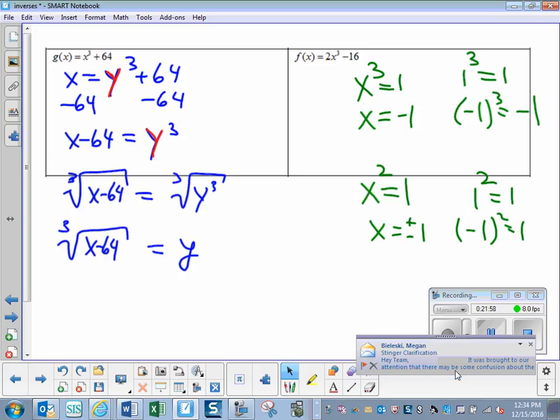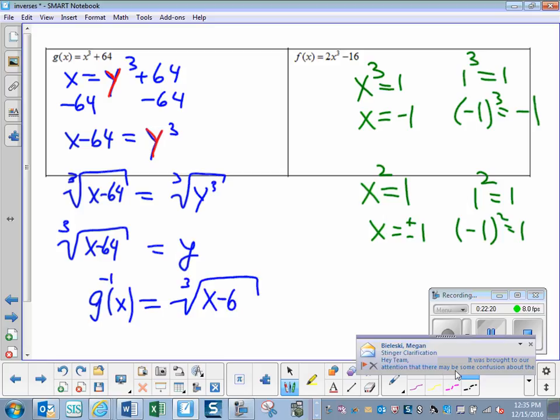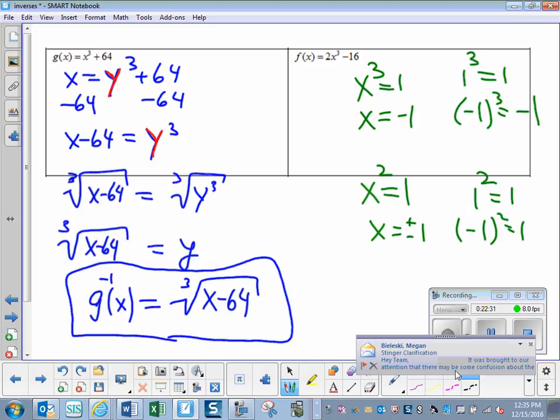Okay, so we're done. All we need to do is circle and then put the minus 1 on top. Oh no, let's do this formally. Instead of y, I'll use g of x, just because that was my original letter. So g with the minus 1 on top equals the third root of x minus 64. So that was my final answer. So 64 does not come back at all? No, because the whole thing is under the root. Questions? Okay, do the next one on your own.